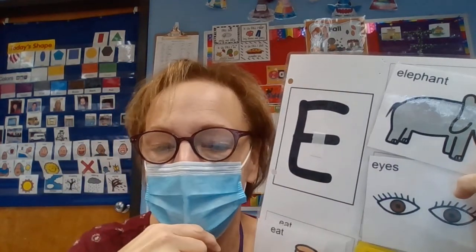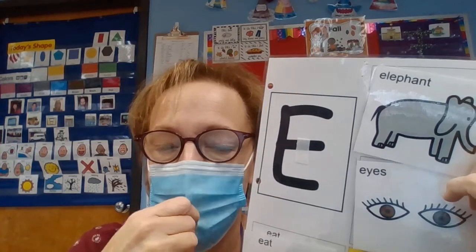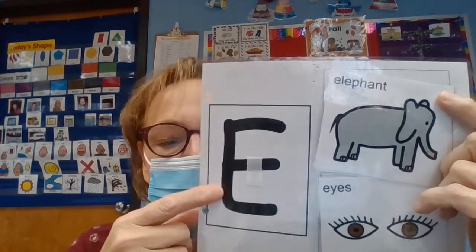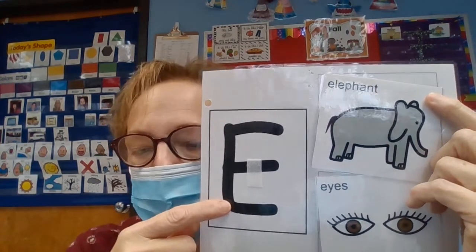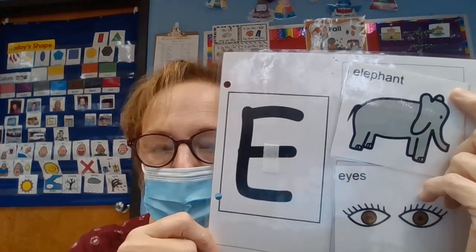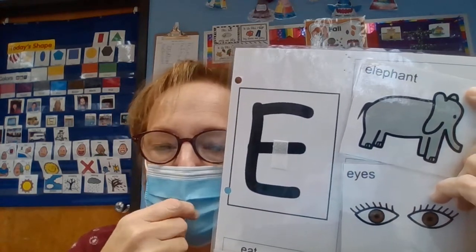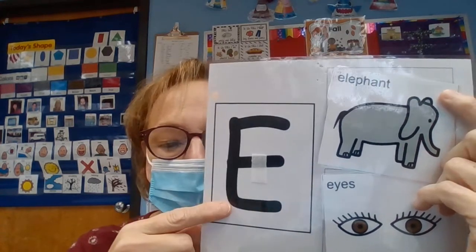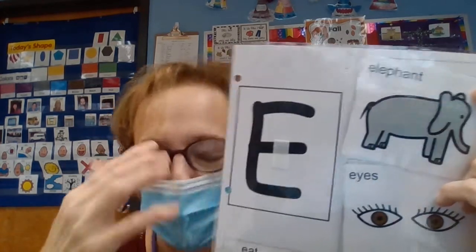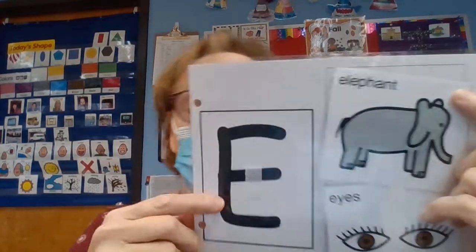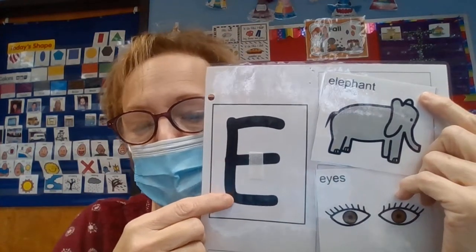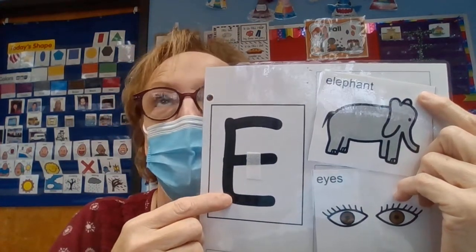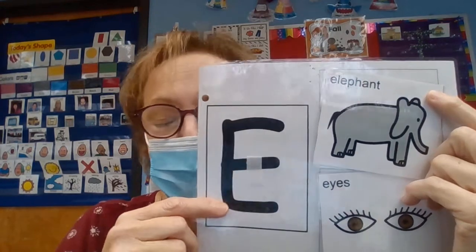A, the long sound is A. The short sound is A, like apple. E is E, and the short sound is E. I, like ice cream. I'm sorry, I completely forgot where I was. Or I, like igloo. I'm just not with it right now.